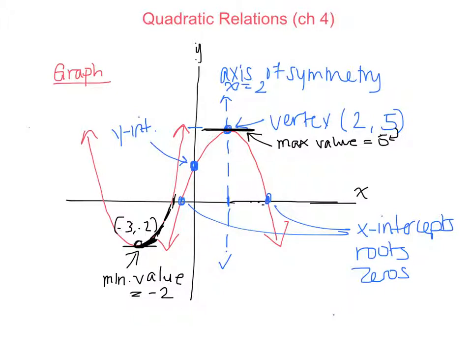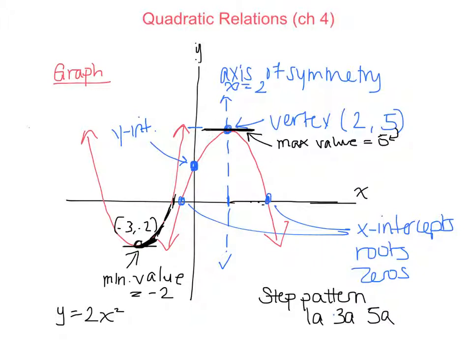Now the step pattern is 1, 3, 5. It's odd numbers. The step pattern here is 1, 3, 5 times whatever the a value is in the equation. So if, for example, the equation were y equals 2x squared, the a value is the number in front of the x squared, so it would be the 2. So instead of having a step pattern of 1, 3, 5, we would double it. We'd say 2, 6, 10.